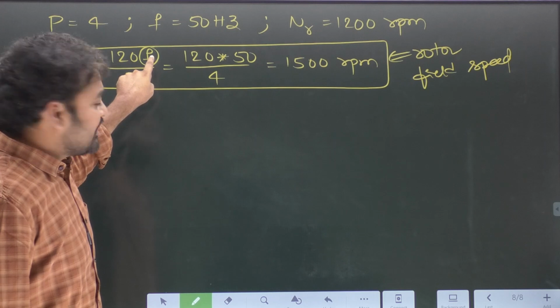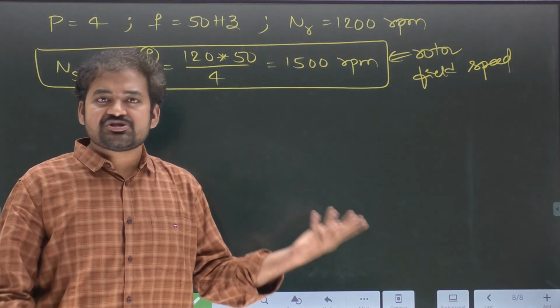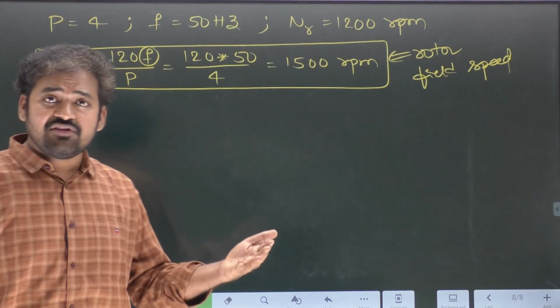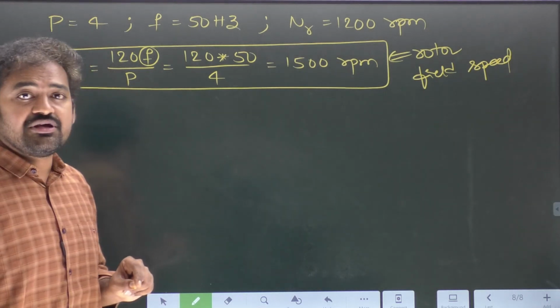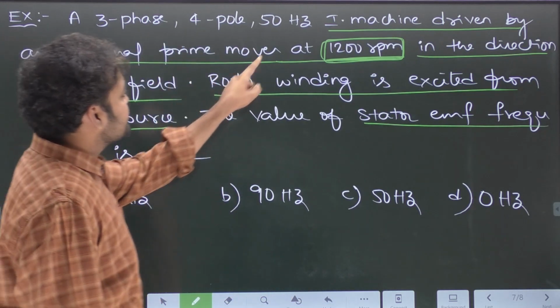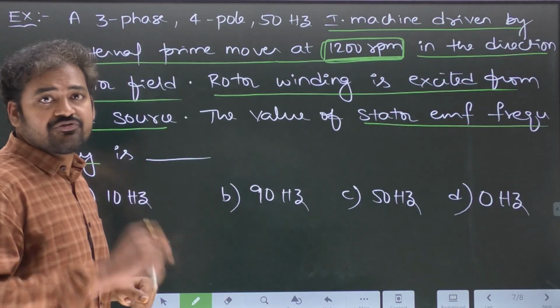Suppose if you use the stator frequency here, then it will become the stator field speed with respect to stator. As I am using the rotor frequency here, it is the rotor field speed with respect to rotor. And one more piece of additional information here is that the rotor was driven using an external prime mover at 1200 rpm in the direction of rotor field.